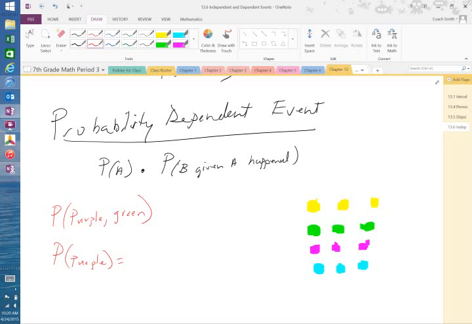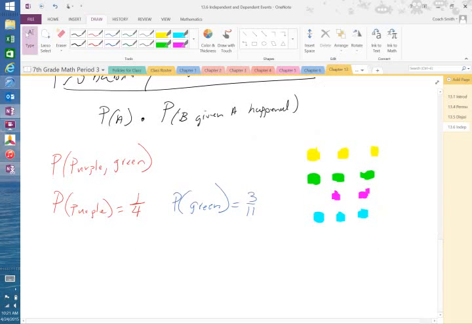3 over 12, which is 1 over 4. Now, we're going to assume that the purple occurred. Means it's no longer there. Now, what is the probability that I choose green? 3 over 11. Now I multiplied those two things together.